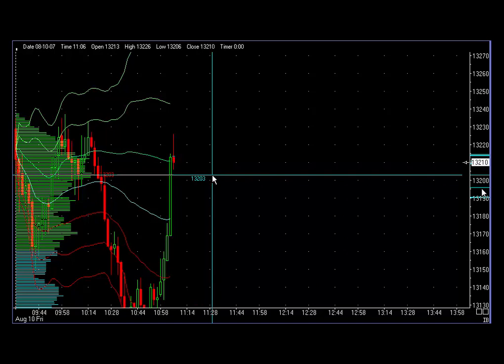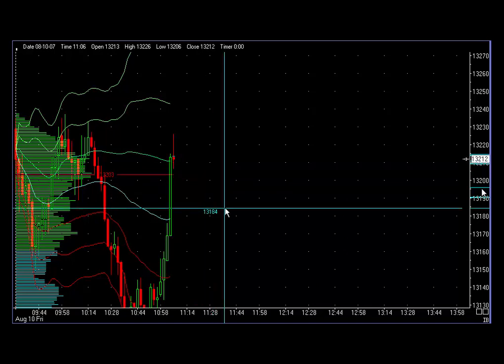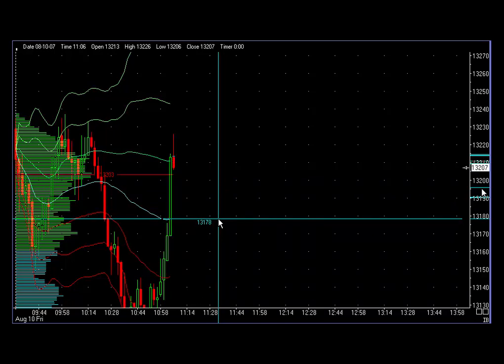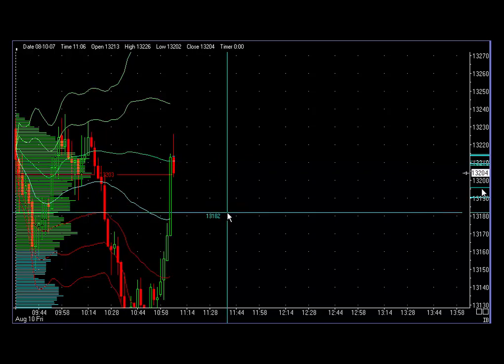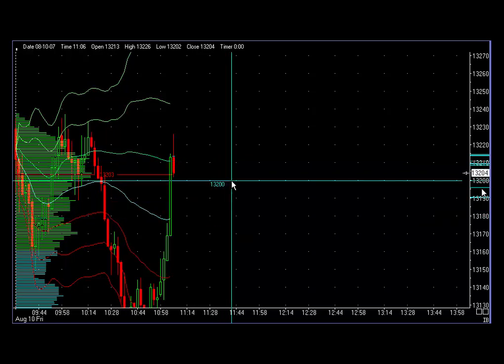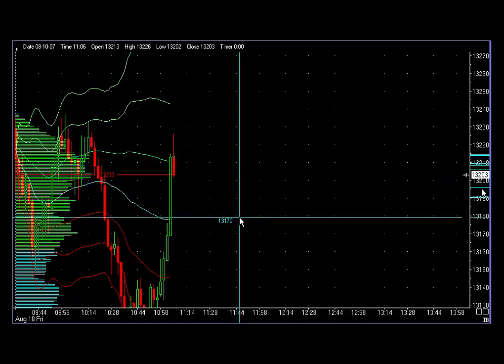Again, the PVP is right here at 13,203. VWAP down here at 13,178. And we're in that danger zone region where anything can happen. There's usually a lot of volatility in the markets in this region. Prices will often oscillate back and forth between the first standard deviation and the VWAP, and it could do that multiple times. Could be a good place to do scalping if you're a scalp trader.